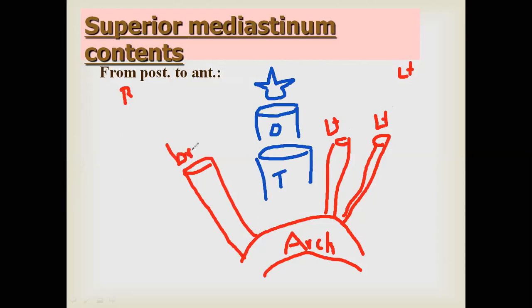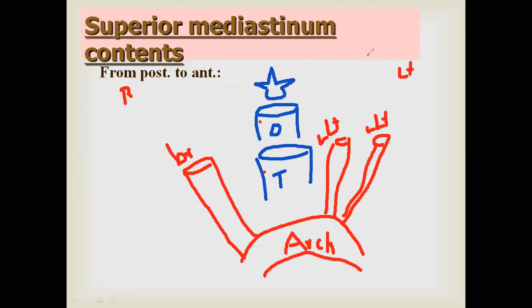We have three branches originating from the arch in the same order from the left to the right: left subclavian to the left upper limb, left common carotid to the left side of head and neck. The brachiocephalic is subdivided into the right subclavian and right common carotid, the same as these two left. This is regarding the arteries of the superior mediastinum. The superior mediastinum contains the arch and the three branches of the arch. Regarding the organs, esophagus, and in front of it the trachea.